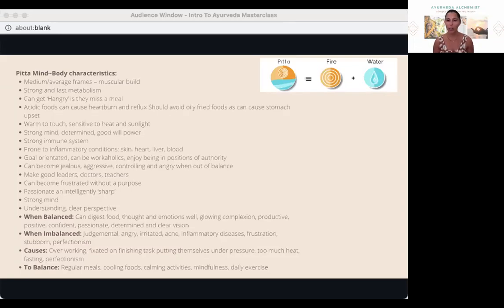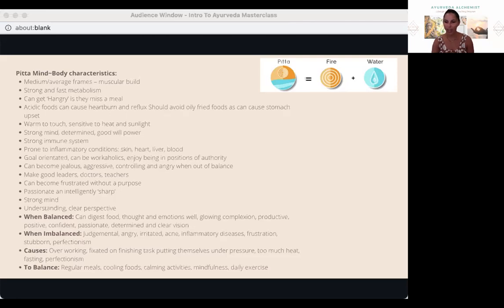Prolonged fasting can also create an imbalance as well. And so to balance Pitta, we want regular meals, we want cooling foods, we want calming activities, non-competitive activities, because they can be very competitive. So they do make great athletes, high functioning athletes in that way, but if they're going to be a competitive athlete, they need to make sure that they're not competitive in the other areas of their life. Mindfulness and daily exercise. Although it might sound counterintuitive, Pitta people do need to move their body. They need to move that fire as well.